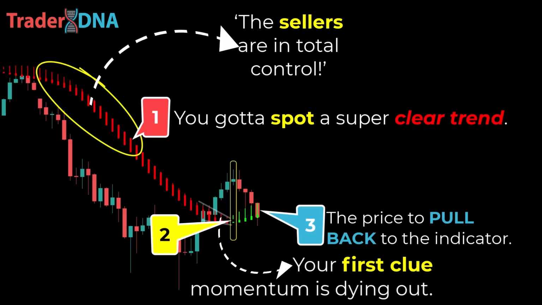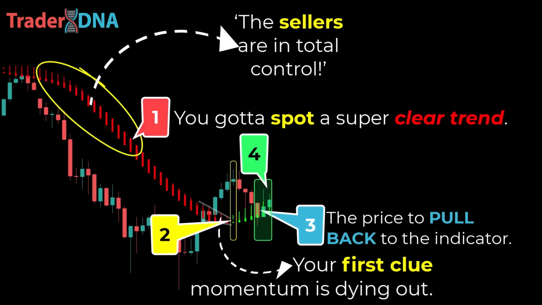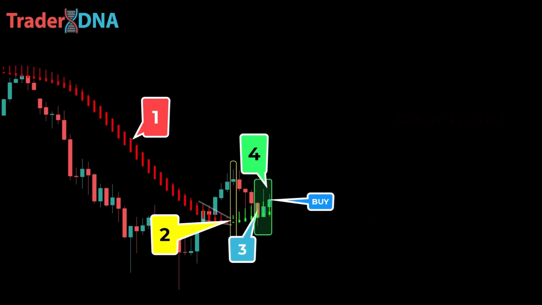Step 4, the game changer. We need confirmation, something that screams, yes, the trend is ready to explode upward. So what do we look for? Boom! We spot a big green engulfing candle. That's the double confirmation, rejection plus engulfing, and together they scream, momentum is back up. That's our entry. We smashed buy right there.